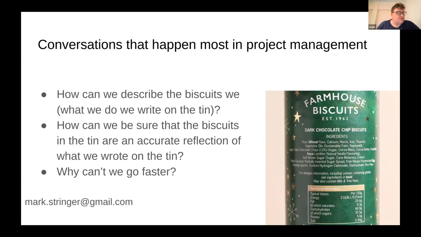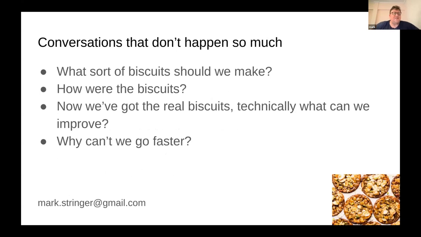Another conversation that we have is, why can't we go faster? Conversations that don't happen so much: what sort of biscuits should we make? How were the biscuits? If we gave these biscuits to try, what do people think of them? Asking what sorts of biscuits we should make means talking to people who might actually eat them in the end. Now we've got real biscuits. What do we have to improve about them? So this is the thing about the biscuit tin and the biscuit.